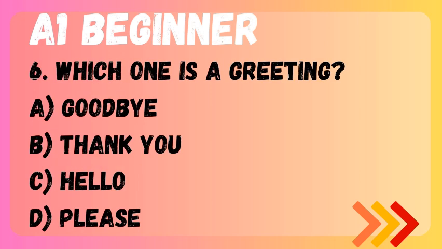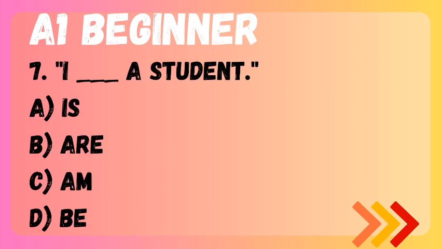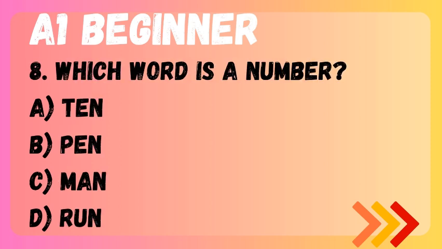6. Which one is a greeting? A. Goodbye. B. Thank you. C. Hello. D. Please. 5, 4, 3, 2, 1. 7. I __ student. A. Is. B. Are. C. Am. D. Be. 5, 4, 3, 2, 1. 8. Which word is a number? A. 10. B. Pen. C. Man. D. Run. 5, 4, 3, 2, 1.